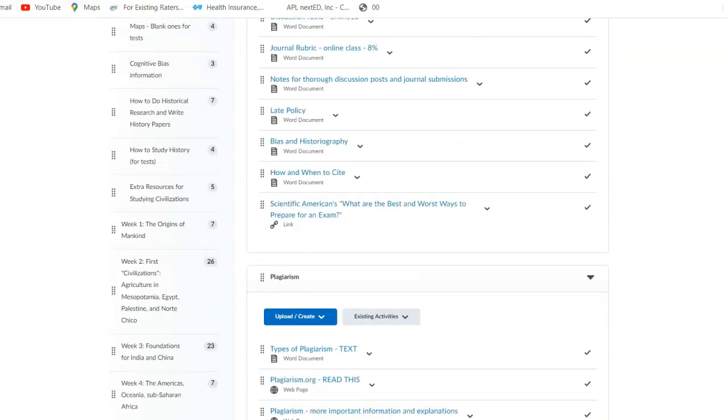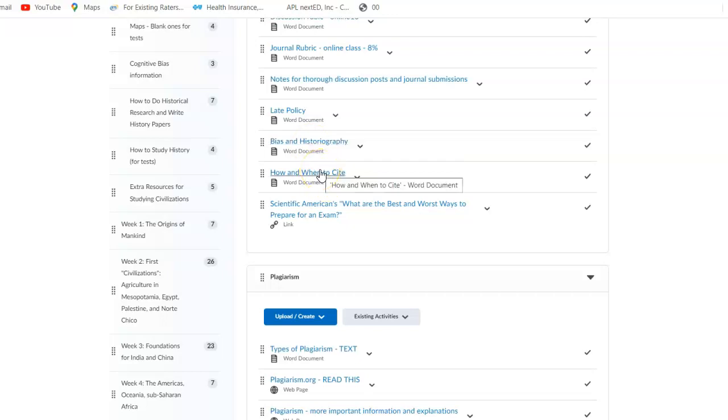The late policy is ameliorated if you actually have a legitimate excuse for something being late, sickness, emergency, some pre-structured event that the university sponsors. The only requirement I make with that is that you let me know before the deadline, or in the case of an emergency, as close to the deadline as you can. Bias and historiography, two of the big things we'll be talking about a lot in here. This will give you some links to explain more about those.